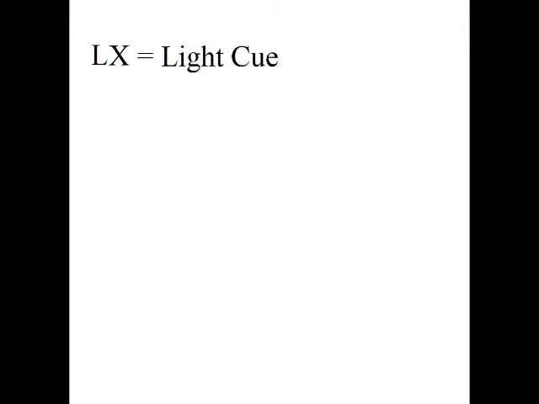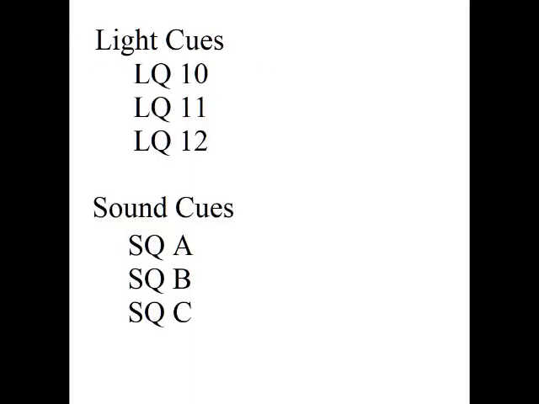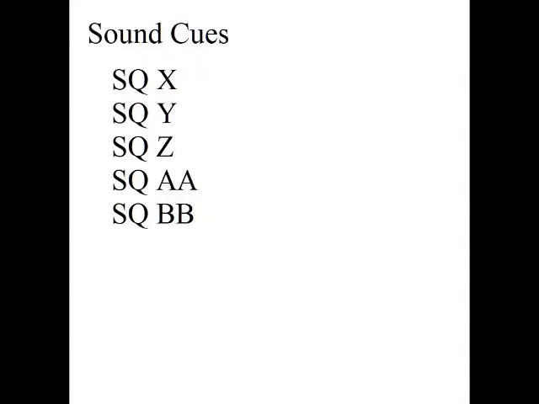So you will see a page in my script listing LQ20, LQ21, LQ22, and so on. Some other designers will use LX instead. For shows that I've stage managed or shows that I've done both lights and sound for, I will label light cues as numbers and sound cues as letters. So sound cues become SQA, SQB, SQC, and so on. When I reach Z, then I use double letters, SQAA, SQBB, and so on.